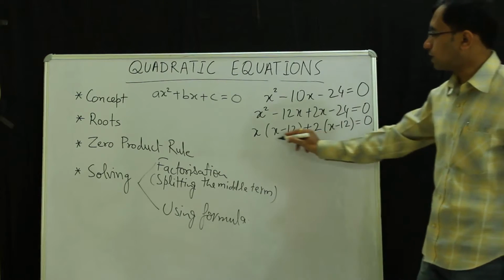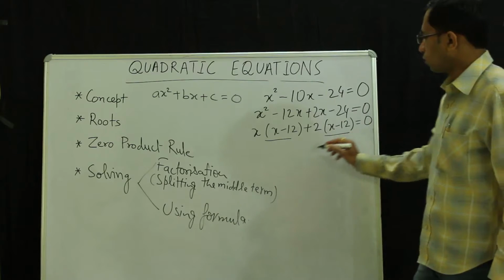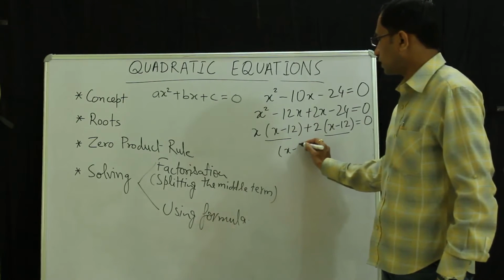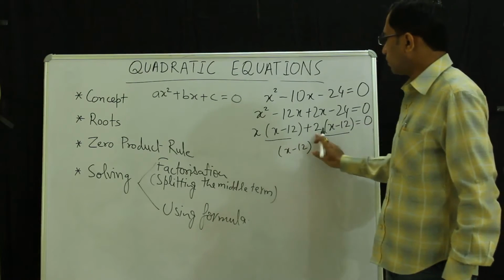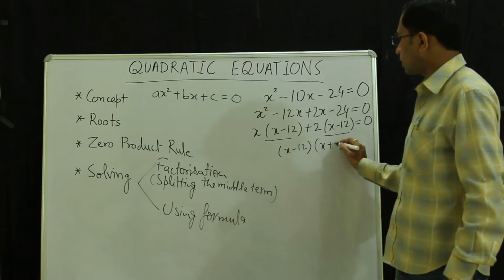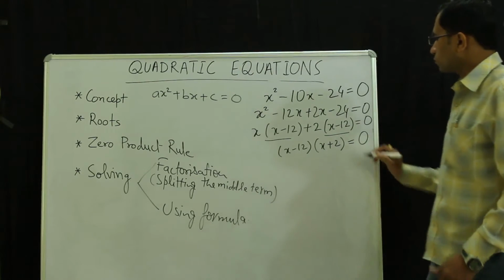Again here x minus 12 is common, so we take it out. We write here x minus 12. The remaining part is x plus 2, we write it in another bracket. So we write it like this.